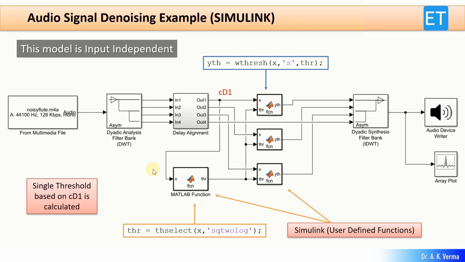You can modify this model into your mln framework, that means a multi-level decomposition. For that case, instead of this one block, you need to provide two more blocks, one for CD1, another for CD2, and another for CD3. So there will be three blocks calculating the three thresholds, thr1, thr2, thr3, and then supplying them separately to these blocks. So this is not a big deal. You can make it a multi-level thresholding model.